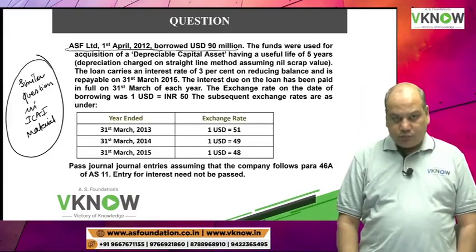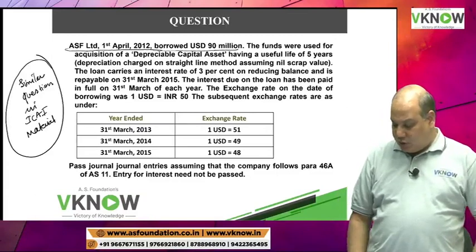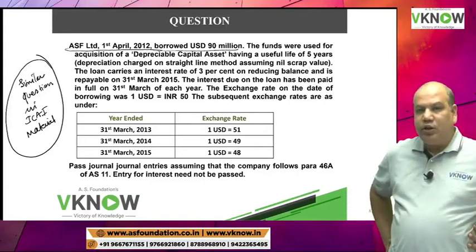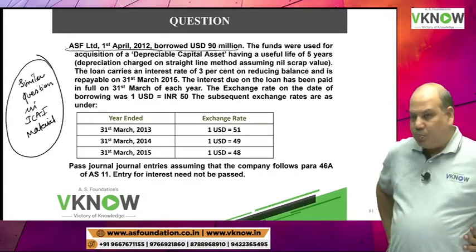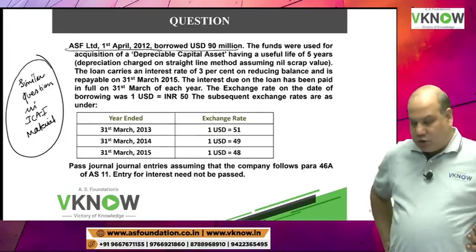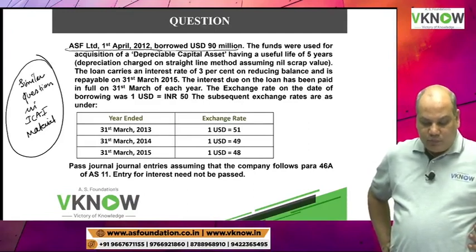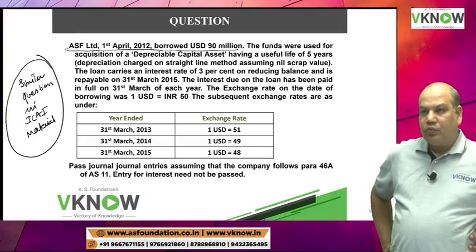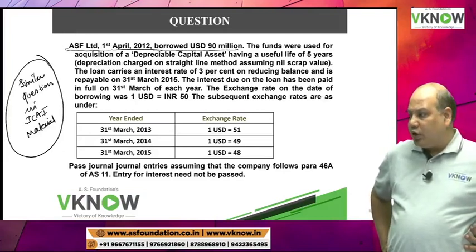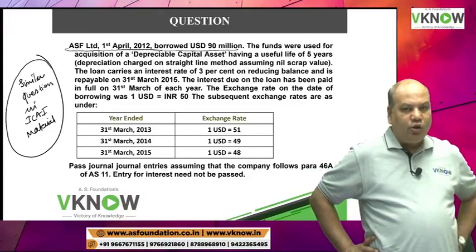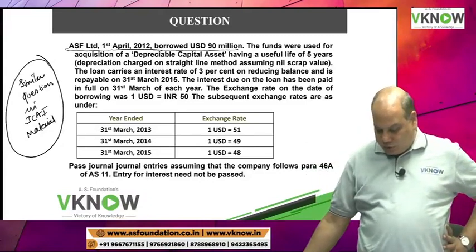Write down below the journal entries, assuming that the company follows para 46A of AS-11. Entry for interest need not be passed. Very, very important question.